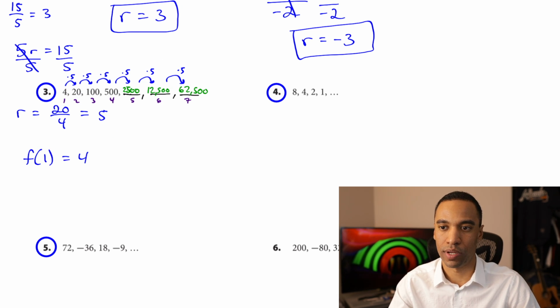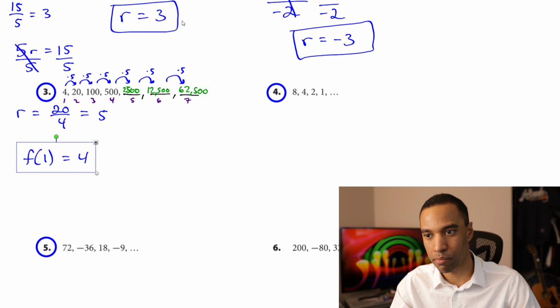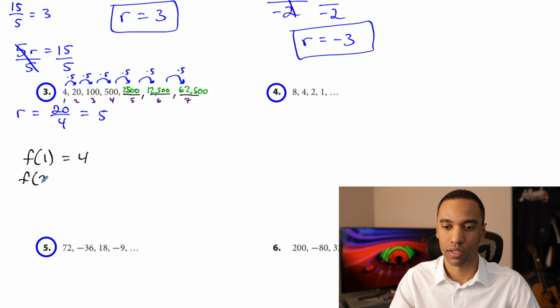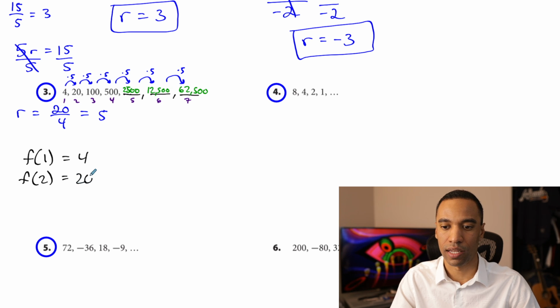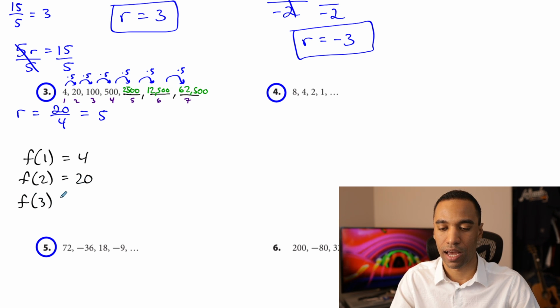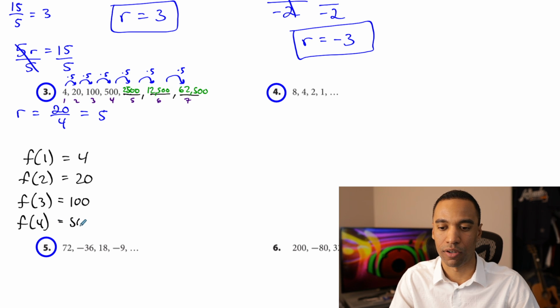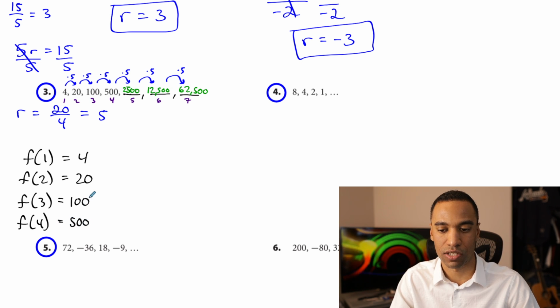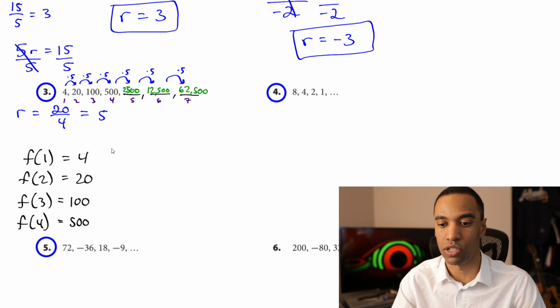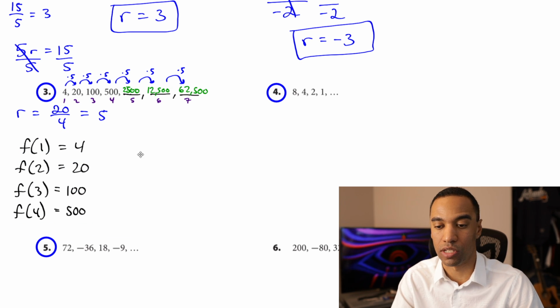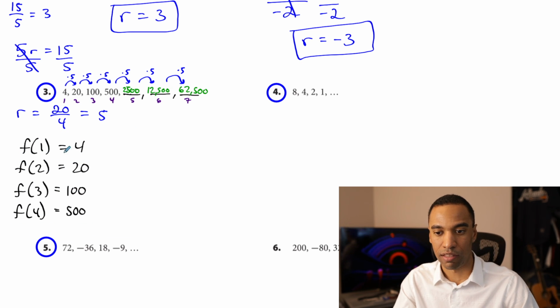And what they're telling you is the value of the first term is 4. I input 1, I output 4. I input 2, the second term, I output 20. I input 3, I output 100. And I input 4, I output 500. I'll be using function notation on the next, if I make a next video for the next section I do, I'll be using function notation to do the explicit rules. It's almost a requirement to do in terms of plugging in the values and such.